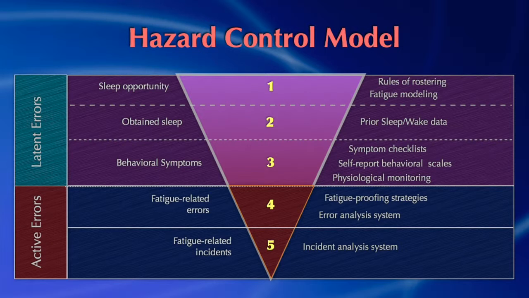If you look at the centre of the diagram, you will see that there is a triangle that's divided into 5 specific layers. This forms the general hazard control model that we will use for determining whether somebody is fit for work, and if they're not fit for work, what the level of risk is and what would be the appropriate controls to put in place.